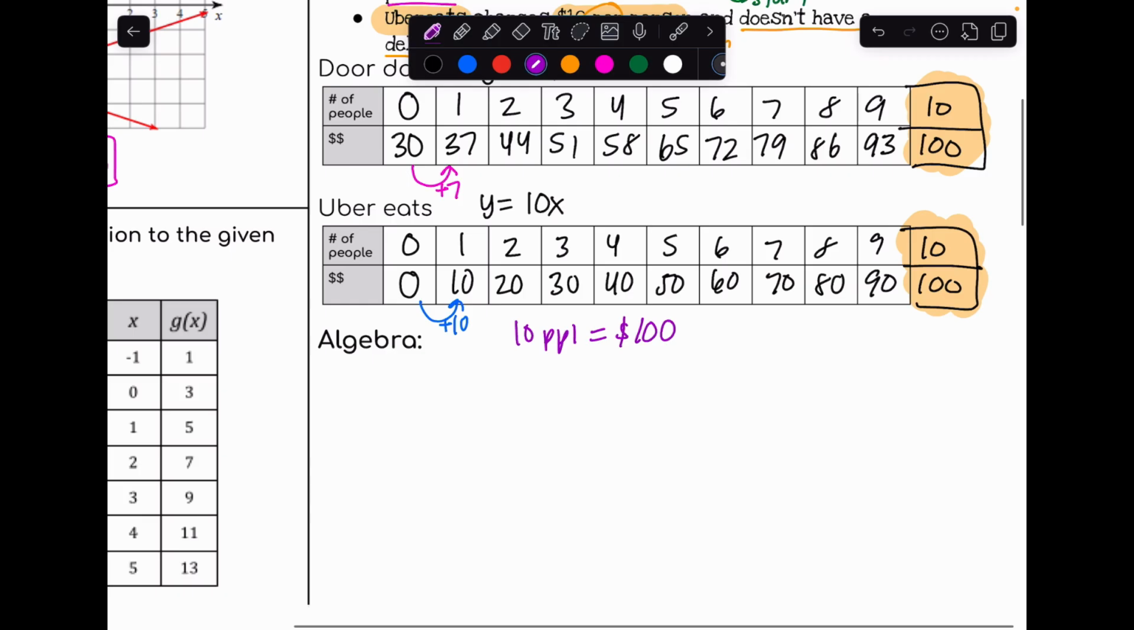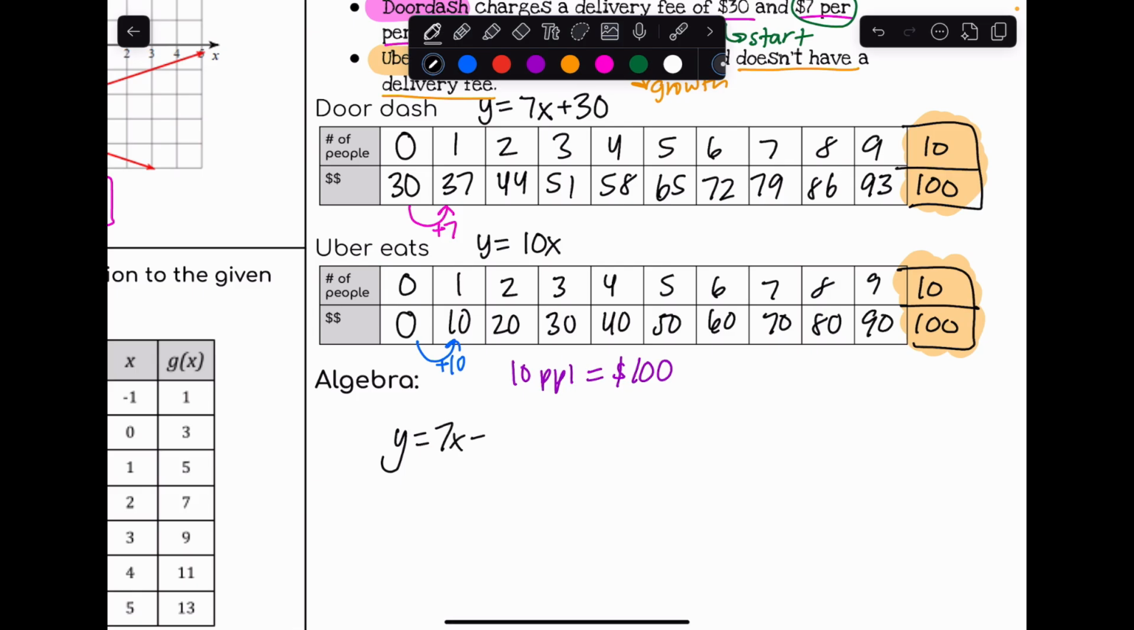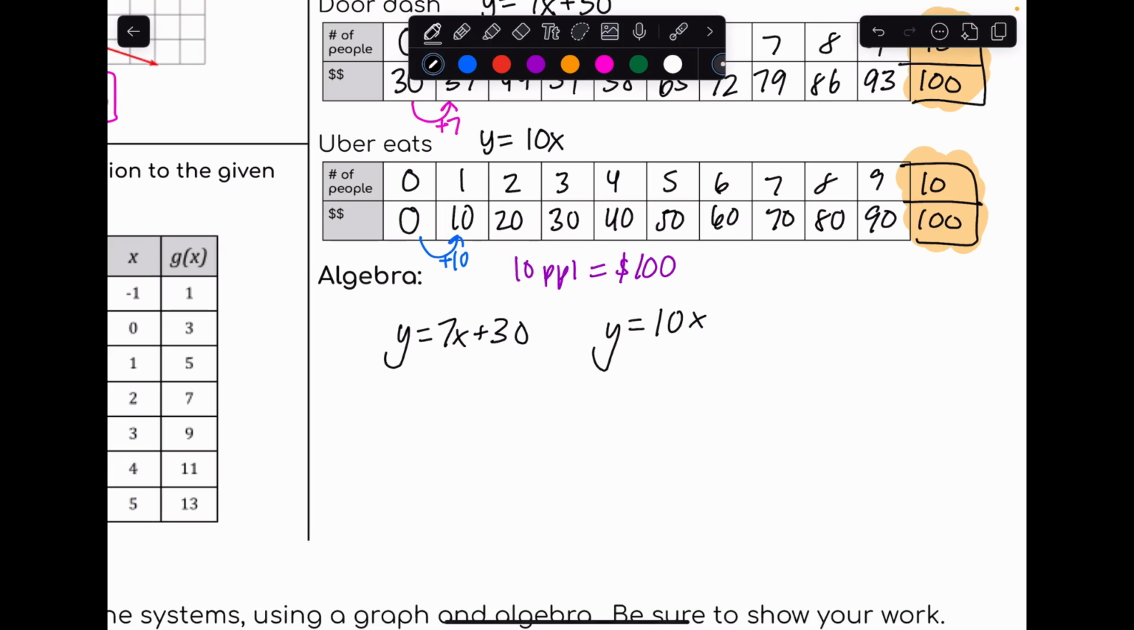But now I want to go into solving it algebraically. I'm going to take both of the equations I came up with. DoorDash was 7x plus 30, and Uber Eats is 10x. I set these equations equal to each other and isolate x by subtracting 7x. I get 30 is equal to 3x. To get x by itself, divide by 3, so x equals 10.